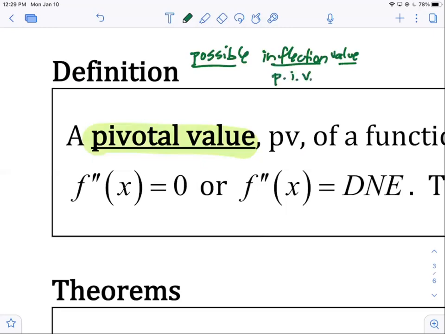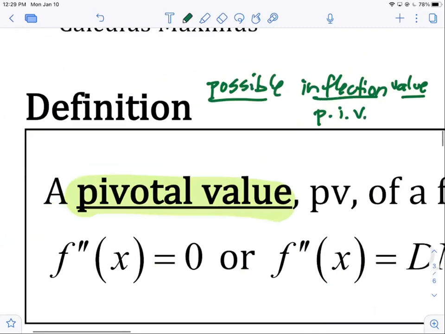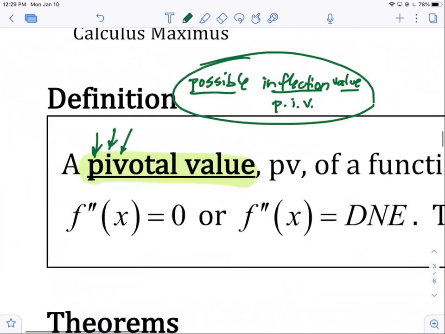But then I was thinking critical value. Critical means important, but now it's a term. You know what other kind of word means important? Pivotal. A pivotal value is important. And oh, by the way, it has the first three letters of possible inflection value. It is the perfect word, and there is no word for it. So now I'm going to sweep the nation.